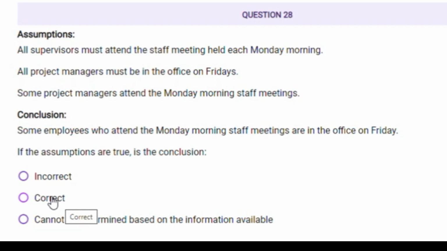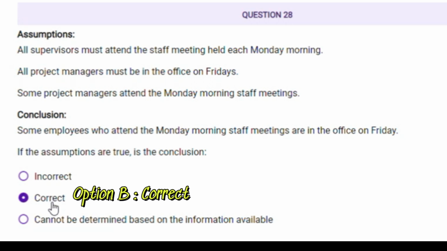Explanation. Some project managers attend the Monday morning staff meetings. All project managers must be in the office on Fridays. Therefore, those project managers who attend the Monday meeting will also be in the office on Friday. Thus, the conclusion that some employees who attend the Monday meeting are in the office on Friday is correct.